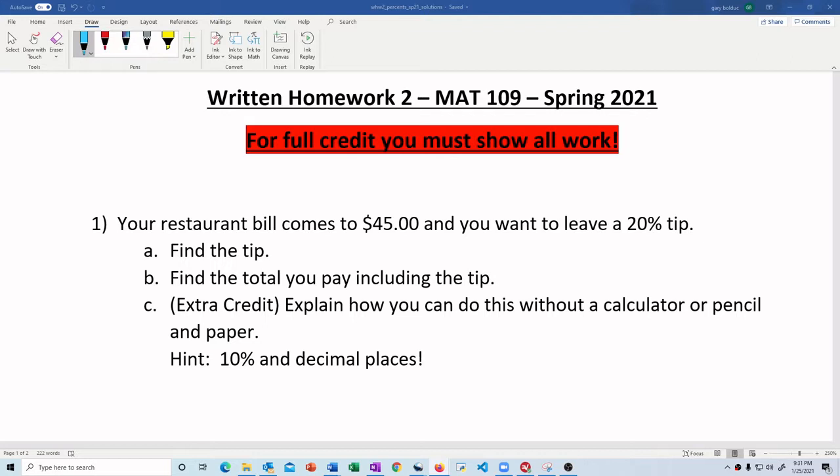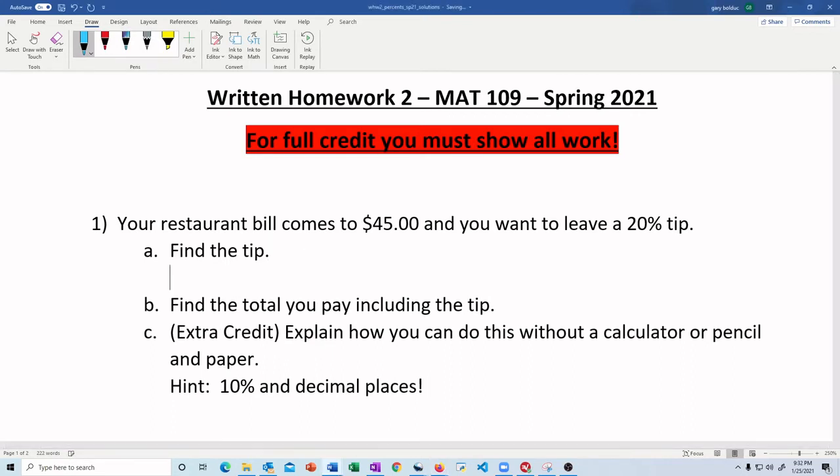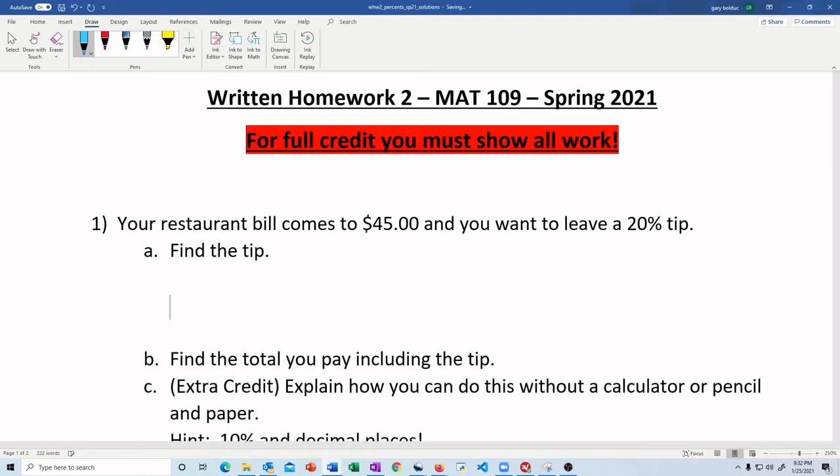So let's get started. Number 1 says your restaurant bill comes to $45 and you want to leave a 20% tip. So A is find the tip. We're actually going to do this in a few parts overall. Part A is just finding what is the 20% tip.